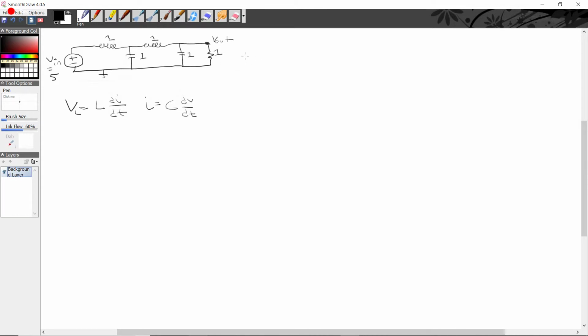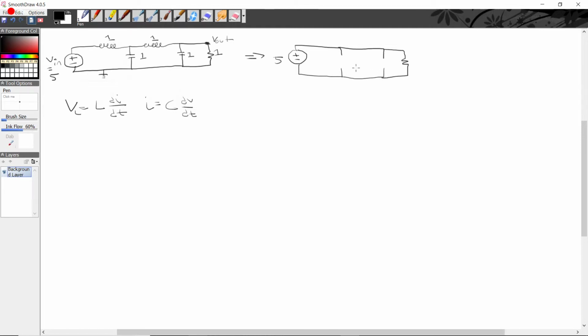So we can really simplify this circuit down to this. All right, so we have our DC source, 5 volts. Inductors become straight wires, so I'm just going to draw a straight wire. Capacitors become broken wires. So this inductor also becomes a straight wire, and then this capacitor also becomes a broken wire. So then we just have a resistor.